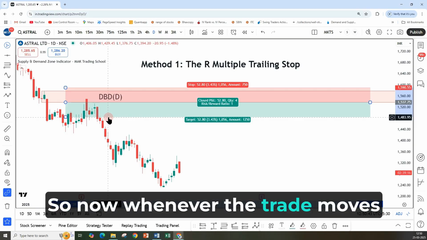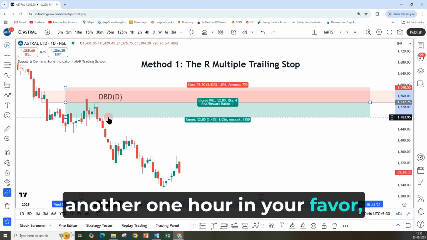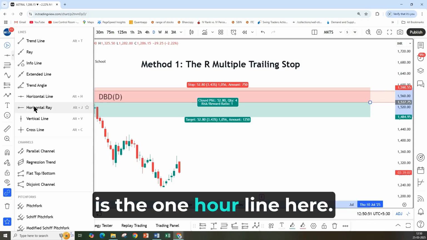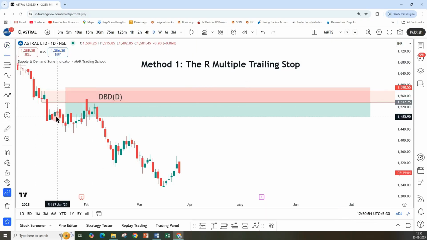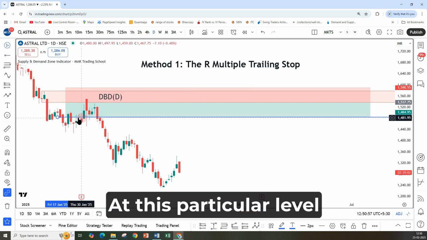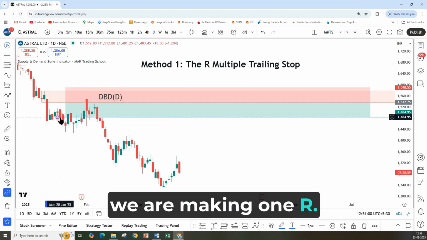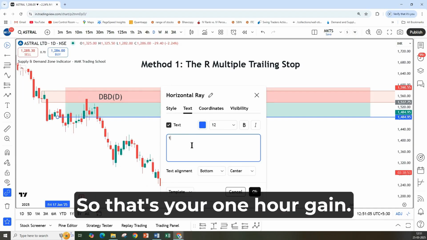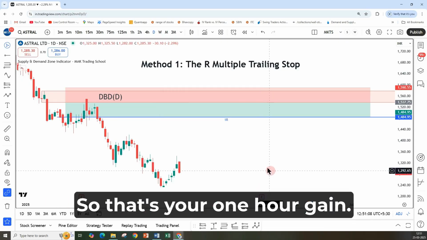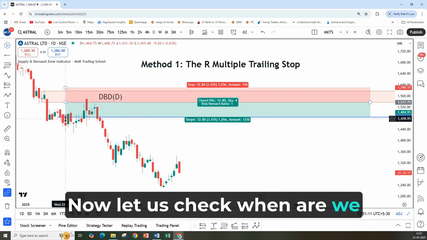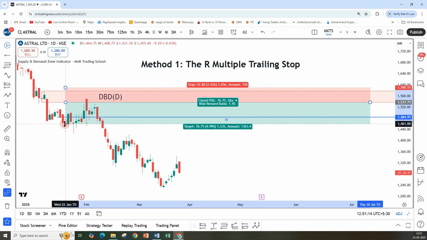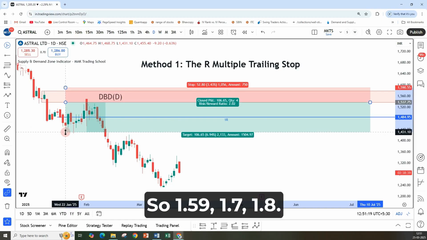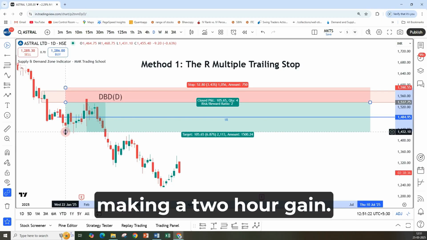Now whenever the trade moves another 1R in your favor, you will again trail your stop. So let me just draw a line which is the 1R line here. At this particular level, we are making 1R. So that's your 1R gain. Now let's check when we are making a 2R profit. So 1.59, 1.7, 1.8, around here is where you are making a 2R gain.